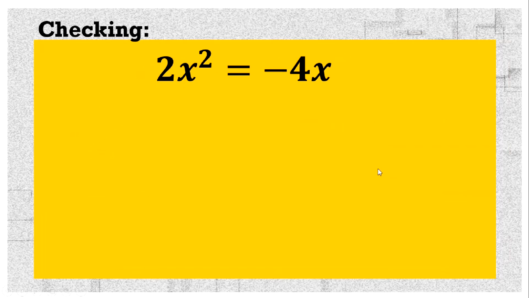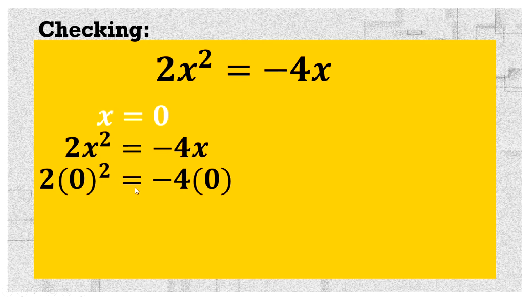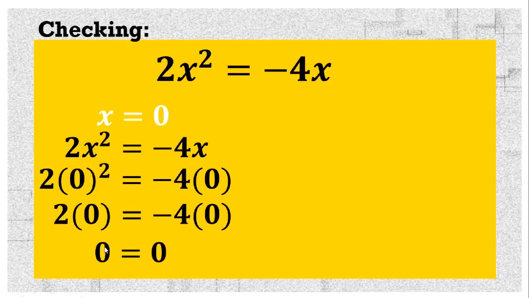Again, we may check our answers by substitution. So, first, we have x is equal to 0. Substitution, we have 2 times 0 squared is equal to negative 4 times 0. And we have 2 times 0 is equal to negative 4 times 0. 2 times 0 is obviously 0 and negative 4 times 0 is also 0. So, ibig sabihin, na-satisfy niya yung equation.